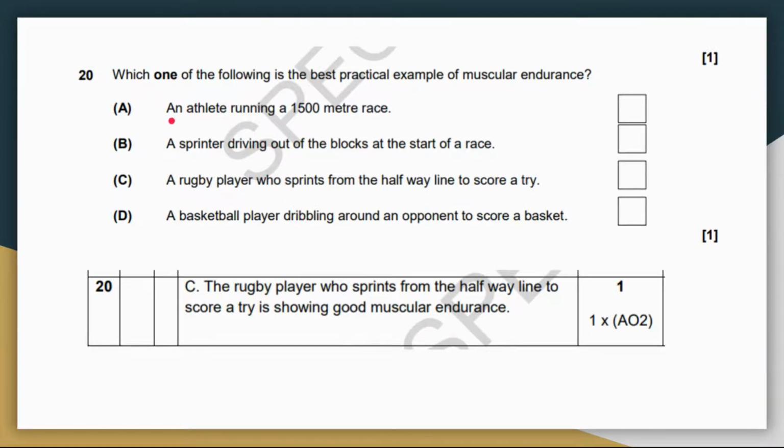I think most people would probably put an athlete running a 1500-meter race. To me, that requires more muscular endurance, but it's an example of where, unfortunately, some of the exam questions can be very subjective, where more than one answer can be chosen. So I don't really know what else I can say on that question, other than that it's a really horrible question, and I probably wouldn't worry too much if you went with an athlete running a 1500-meter race.